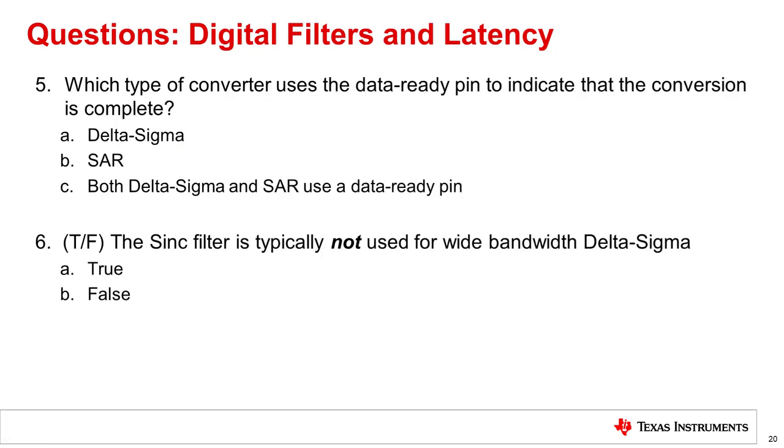Question 5. Which type of converter uses the data ready pin to indicate that the conversion is complete? A, delta sigma, B, a SAR, or C, both delta sigma and SAR use a data ready pin? The answer is A. Only a delta sigma ADC uses a data ready pin to indicate when conversions are complete.